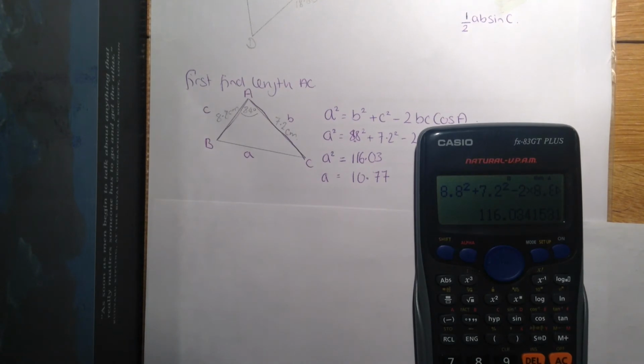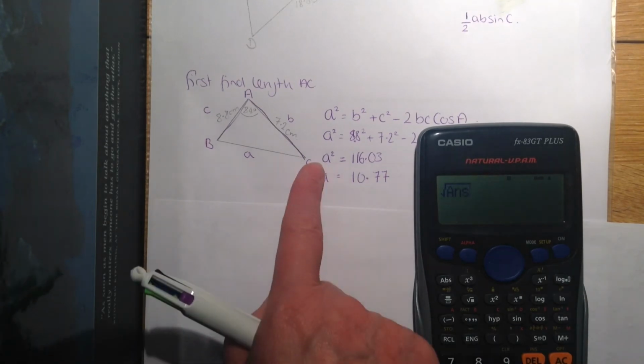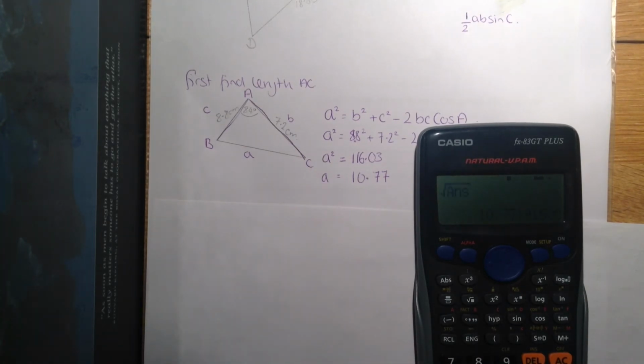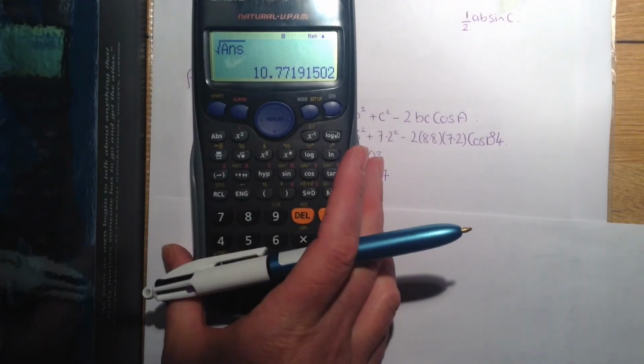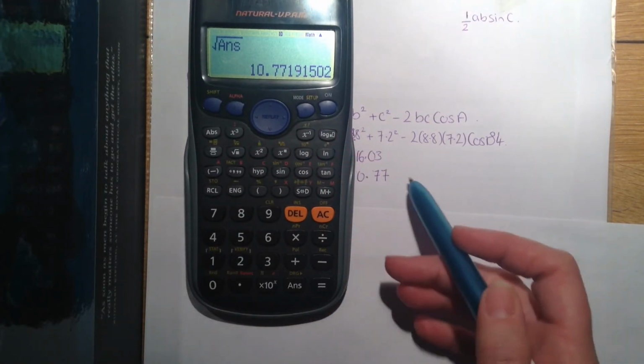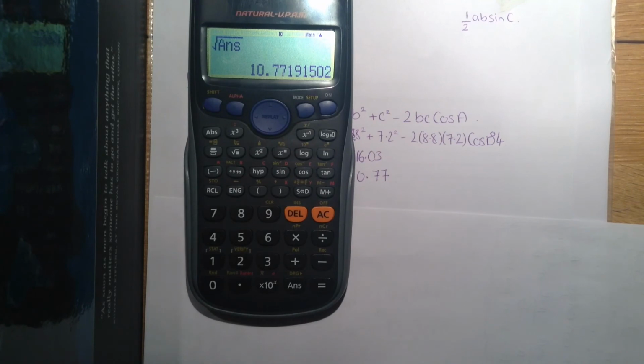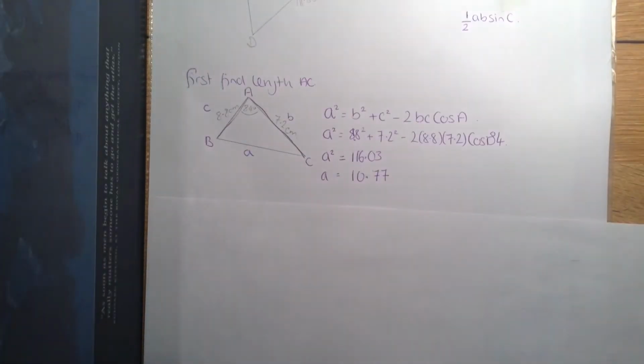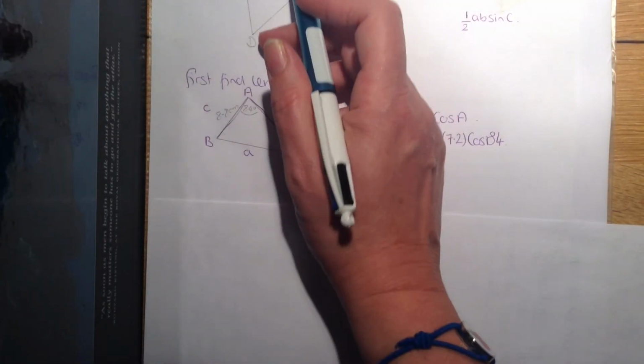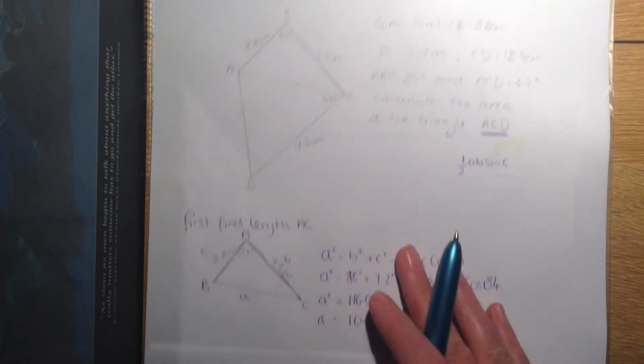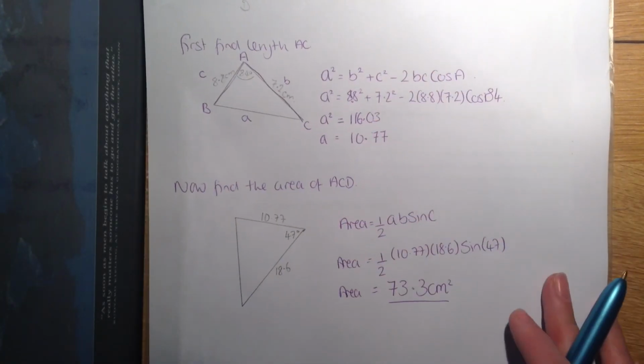So my next job now is to square root it, because that was a squared, and my answer is 10.77. Again, I have rounded it on the sheet, but I've left the full answer in my calculator. Right, so now I know this length. Okay, I can then look at that second triangle.